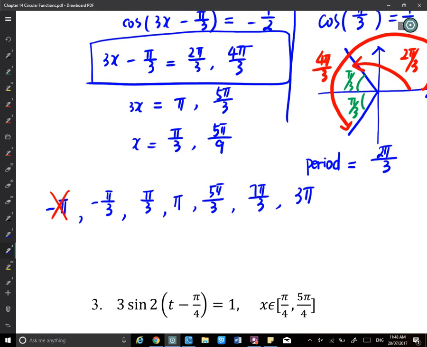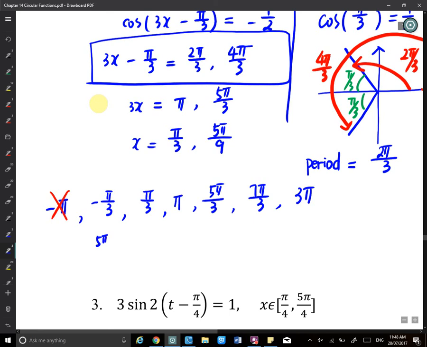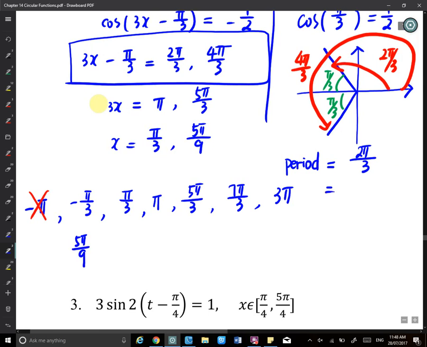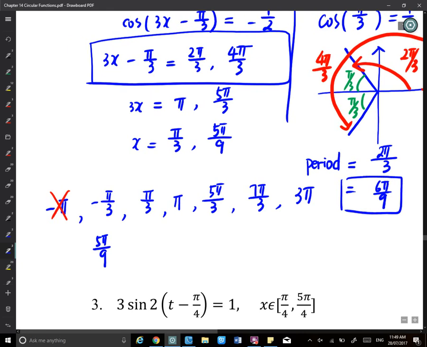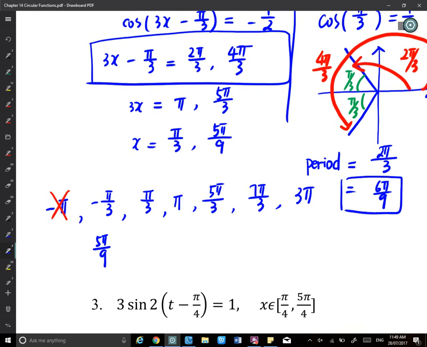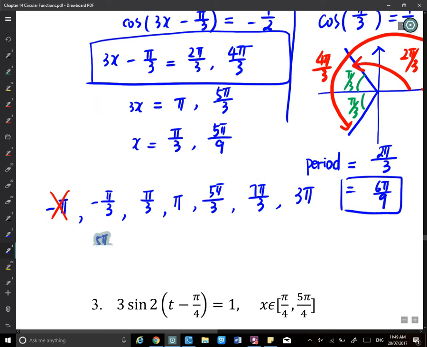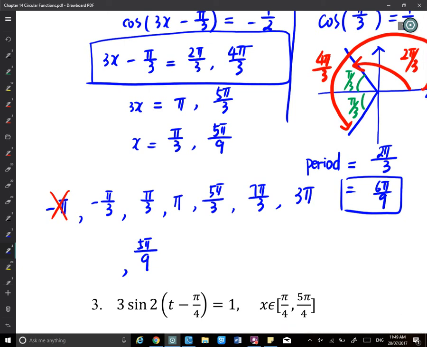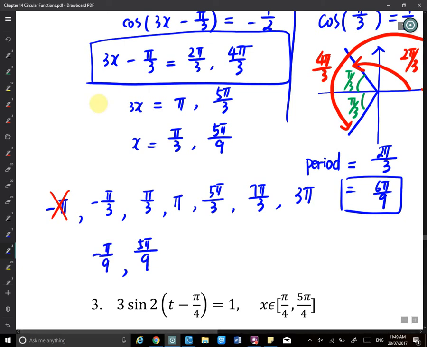Okay, that's the first value, and I also have the second value, 5 pi on 9. This period can also be written as 6 pi on 9, times 3, to make the same denominator 9. I will subtract from 5 pi on 9 first. I will write 5 pi on 9 here. They are the corresponding values. I will subtract 1. After I subtract, I have negative pi on 9.